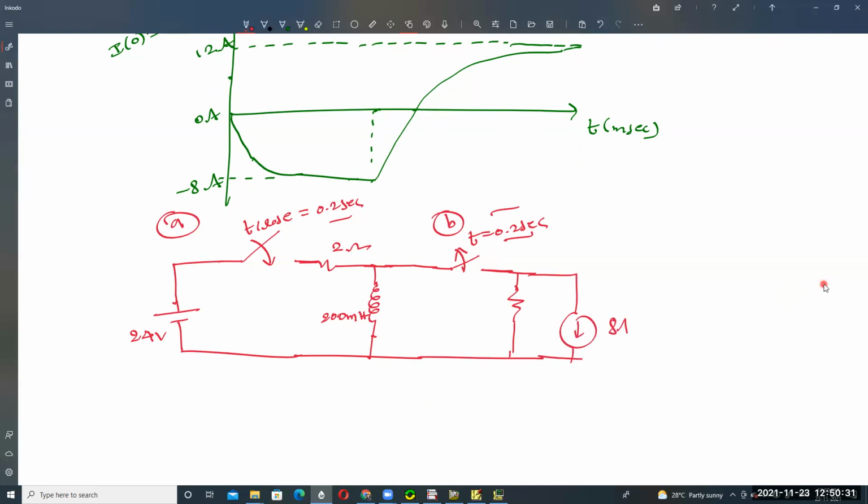So 8 amps and 10 ohms here. This is called a switch, T open at 0.2 seconds, like this. And this is called the inductor. So like this we have to draw the circuit in PSpice.